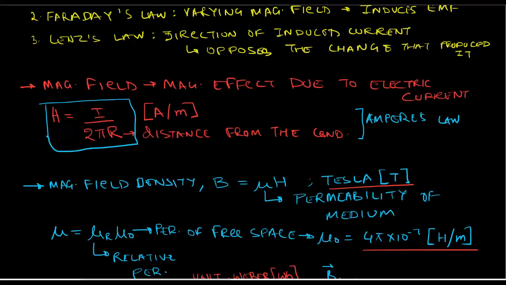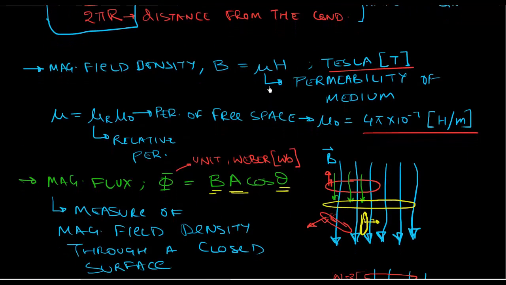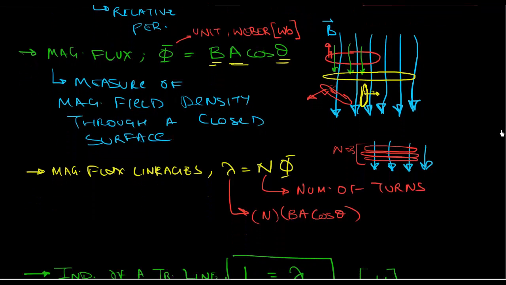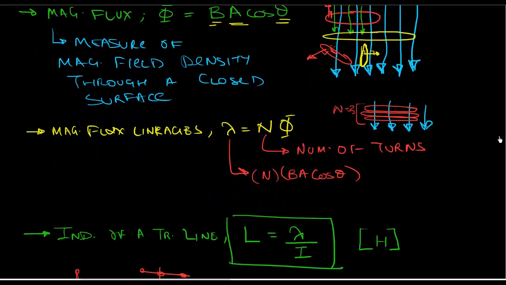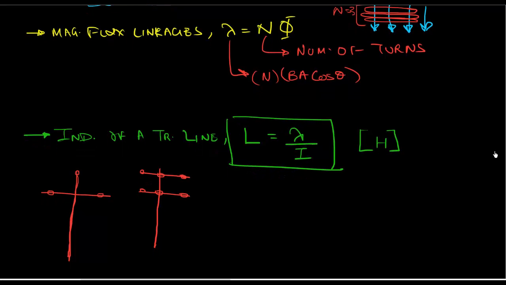So we went into the laws, we discussed the magnetic field, and we mathematically stated that H is equal to I over 2 pi r. We went into magnetic flux density, where we defined the concept of permeability, which is a constant for a medium. We defined what is magnetic flux, and from there we got flux linkages, and from flux linkages we defined the inductance of a transmission line.